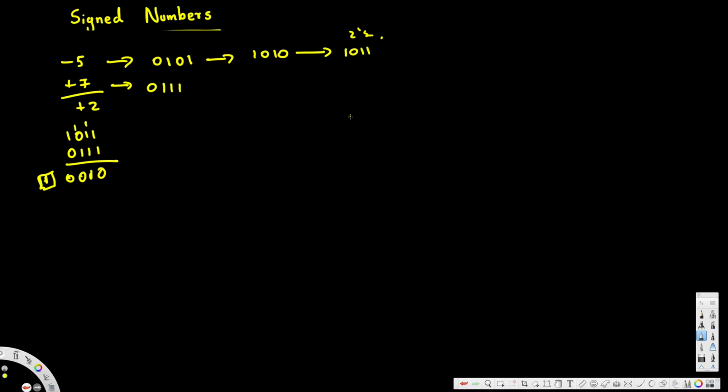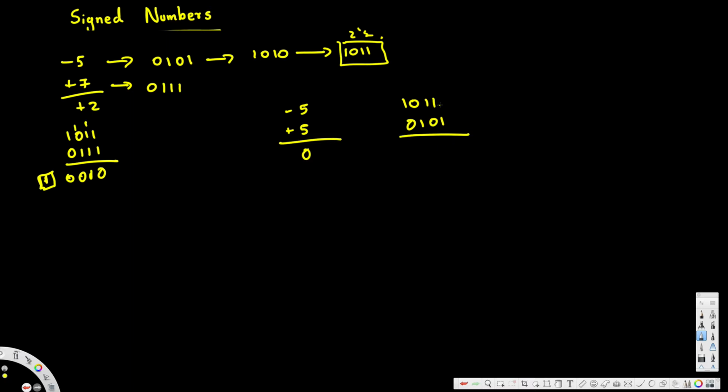And also, let's say we want to add negative 5 and positive 5. For the negative 5, we have to take the 2's complement, that is 1011, the 2's complement of 5. Because we need to have a negative number, to get the negative, we have to take the 2's complement. For the positive 5, we can keep this one as it is, 0101.